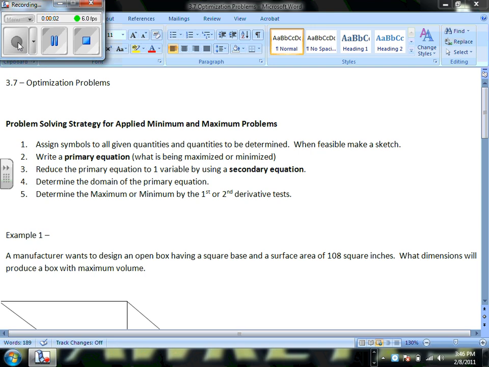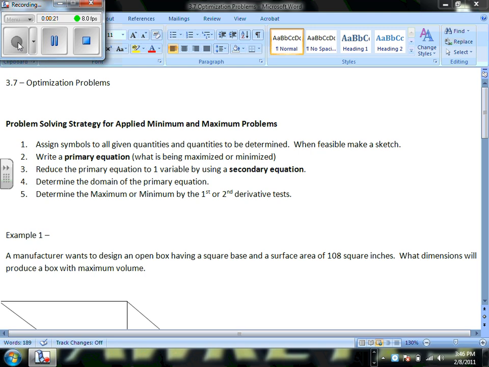Section 3.7 is optimization problems. We're going to look at taking calculus and use a little bit more of a real-world approach and apply some of what we've learned about mins and maxes and all that stuff into a real-world application. So this is going to be a story problem section here.